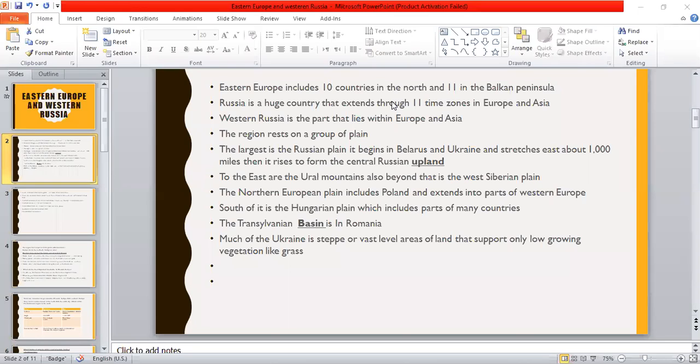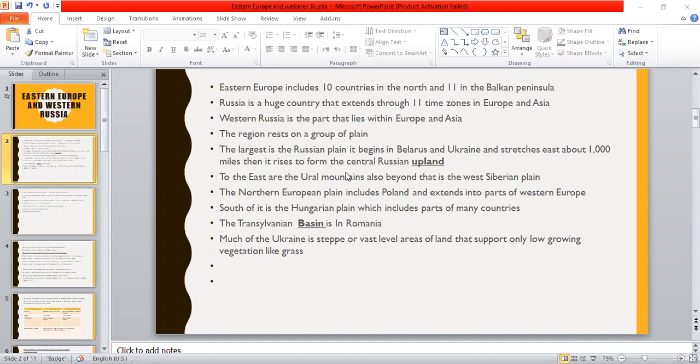As you know, Western Europe and Eastern Russia rest mostly on a group of plains. So this is the physical nature of these countries. They are resting on a group of plains. The largest one is the Russian plain, which begins in Belarus and Ukraine and stretches east about 1,000 miles. Then it rises to form the central Russian upland, which gives us a chance to define the upland.